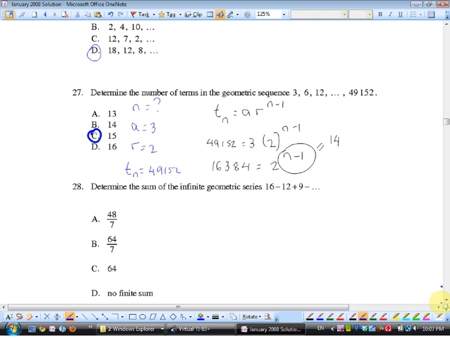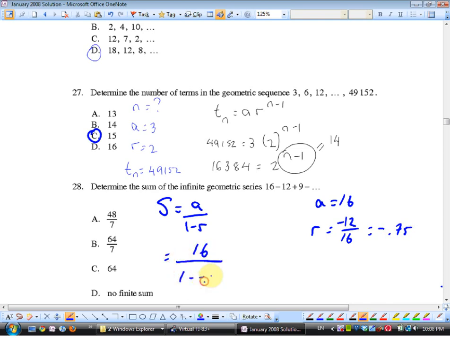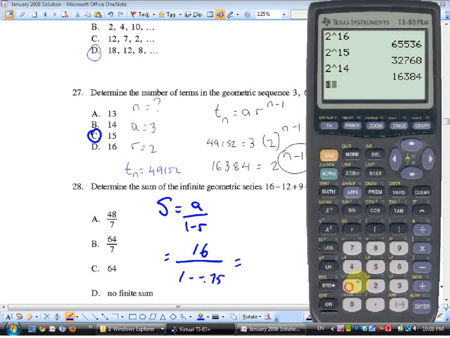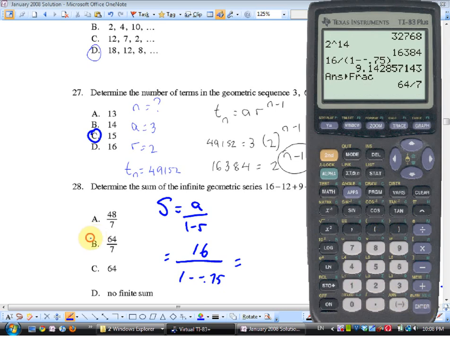Determine the sum of this infinite series here. So for an infinite series, it's a over 1 minus r. Let's see, a is 16, r is any term divided by the one in front of it, negative 12 over 16, which in lowest terms, divide by 4, divide by 4, is negative 0.75. So it's going to be 16 divided by bracket 1 minus negative 0.75. Yes, I know that's 1.75. I'm getting all of that math, enter, enter. 64 over 7 to make it a fraction.